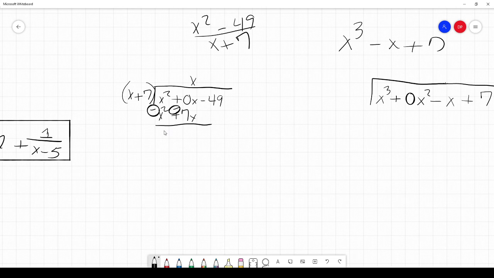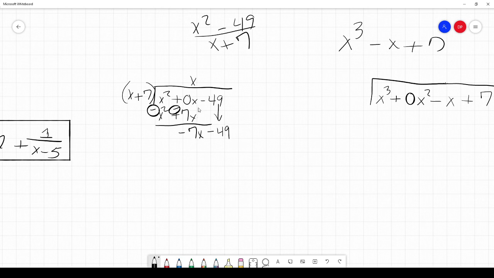X squared minus x squared, well, that's going to be 0. I don't really want to write that there. And then we have 0x minus 7x. So that's going to be a negative 7x. Okay, the plus 0x doesn't change anything, but at least we have this column here, so we have space to write this. Okay, and now we're going to, of course, bring down our negative 49 here.